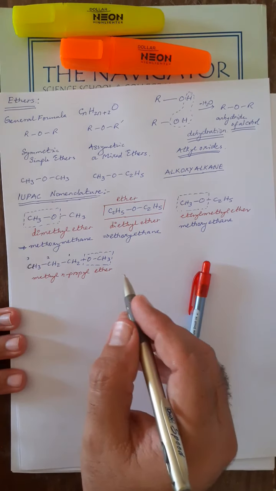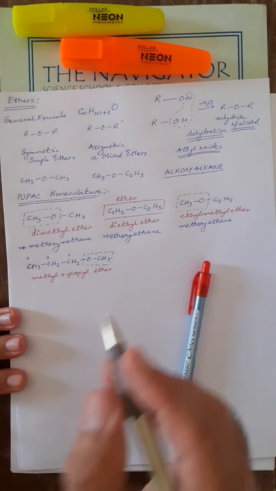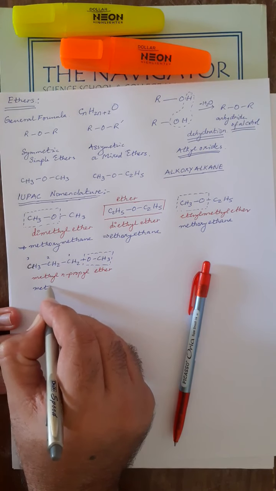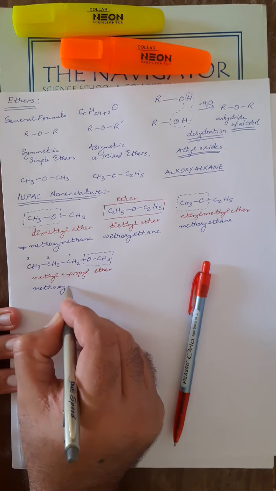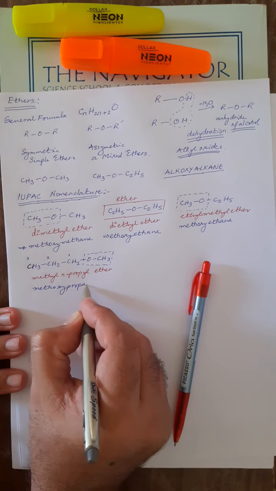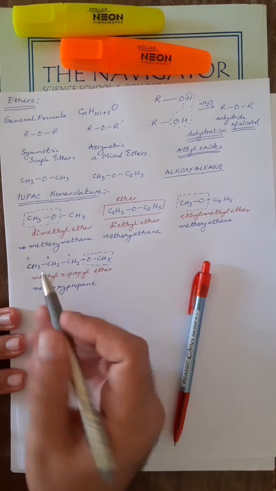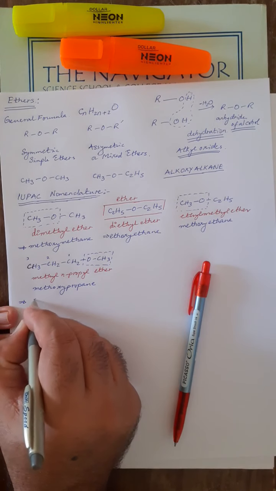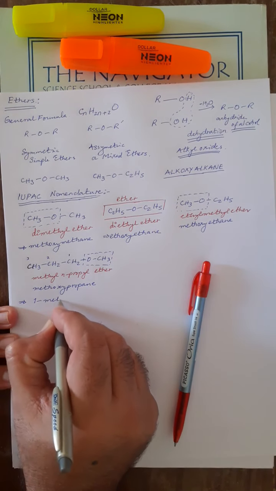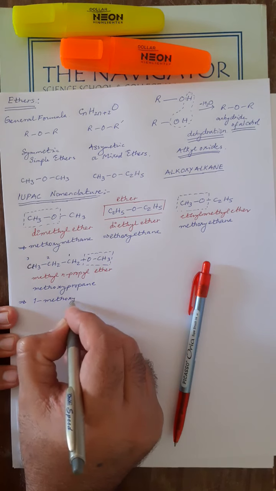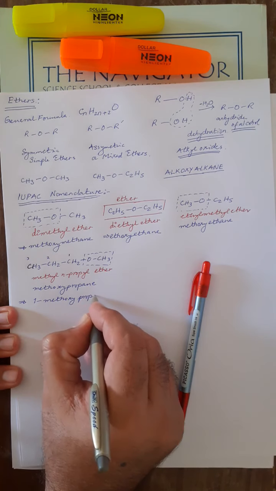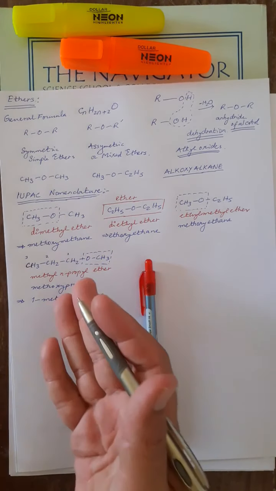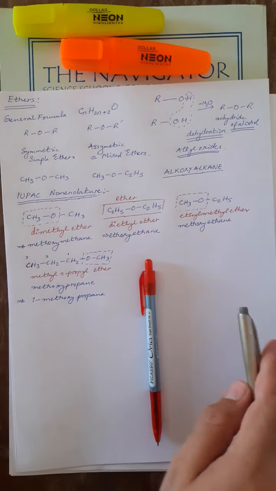Numbering is okay for compounds of three carbons or more. So it is what it is. It is methoxypropane, no space. Okay, methoxypropane. You can also write it as 1-methoxypropane. Right. So this is methoxypropane or methyl N-propyl ether.